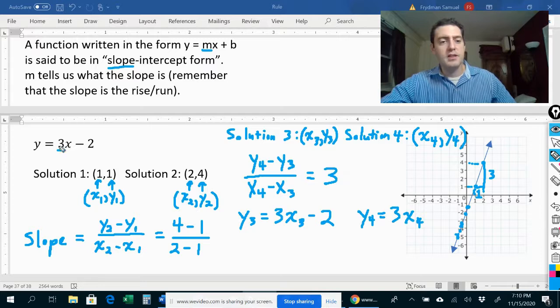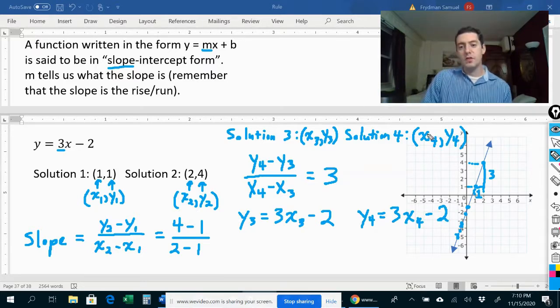It's just whatever the x is times 3 minus 2. In other words, if I knew what x4 was and I put it in here, and I knew what y4 was and I put it in here, then I would see that both sides really were the same. So this must be a true statement also.